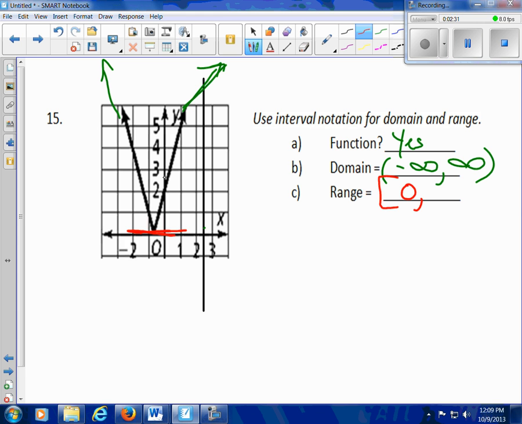Now let's look at the highest possible y value. Well, if my graph is growing forever, is it always going to keep going up? Well, the answer is yeah. So if it can never stop going up, it's going to go to positive infinity. And again, infinity signs don't use brackets, they use parentheses. So that is my domain and range for that graph.